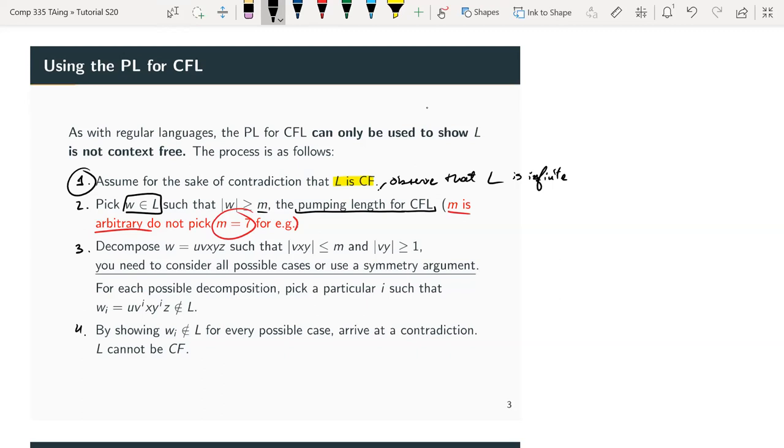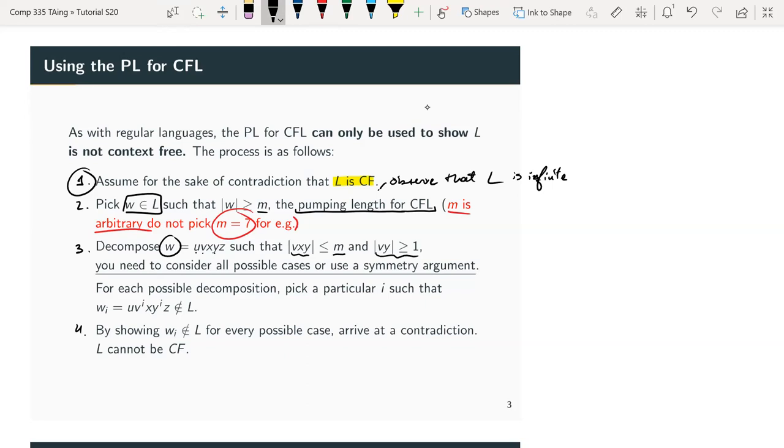And then you take that string w and you decompose it into five components, u, v, x, y, z. And these five components should be such that the length of the middle, vxy, is at most m, and the length of v and y together is at least one.